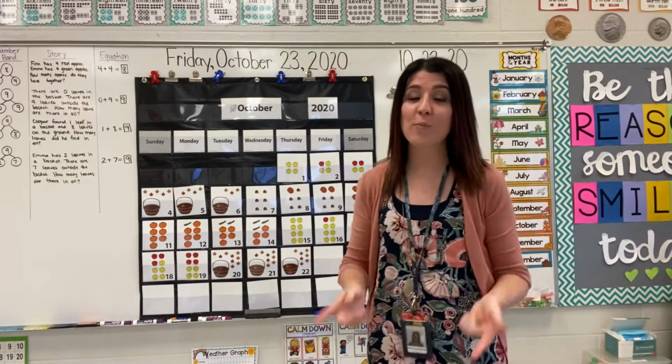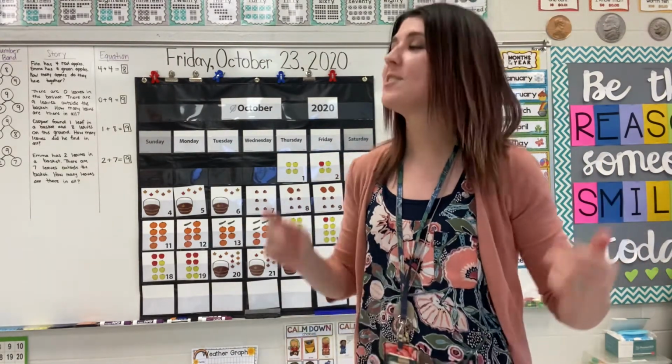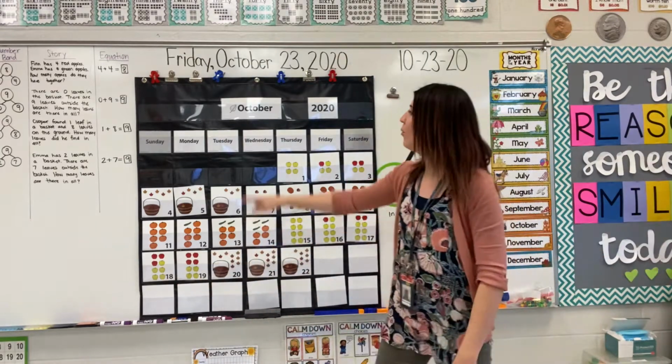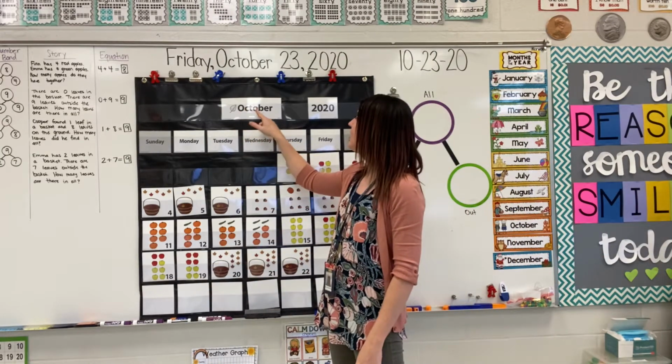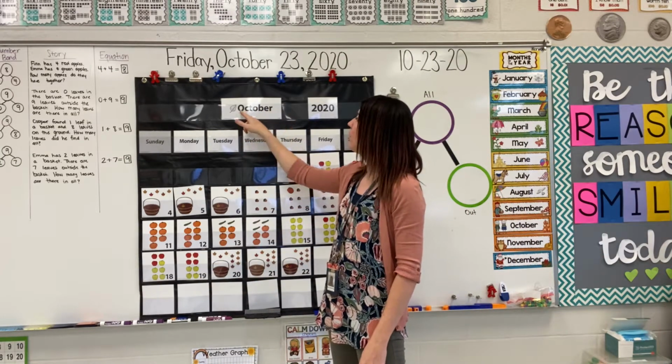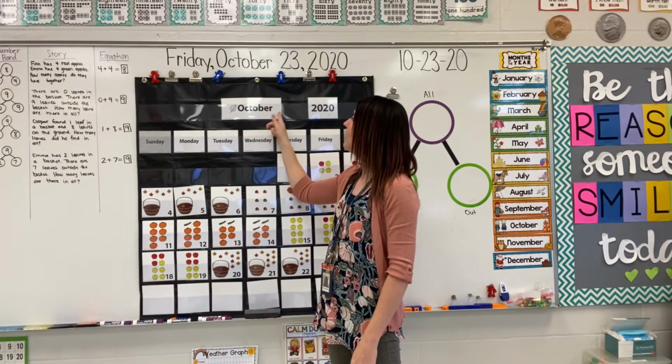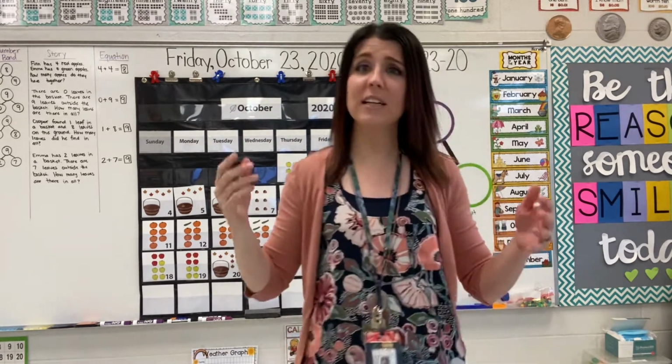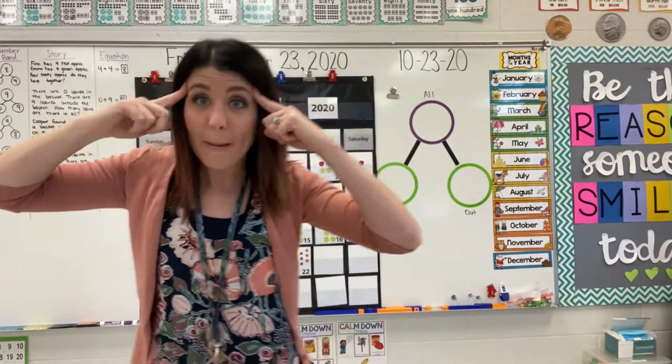Spell October, spell October, spell October now with me. O-C-T-O-B-E-R, O-C-T-O-B-E-R. Very good. Now can we sing all of our months to make sure that you are remembering them?